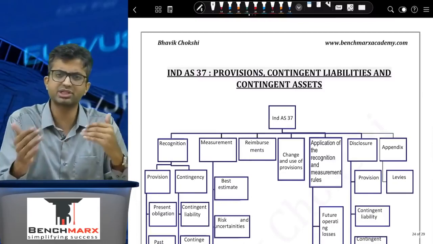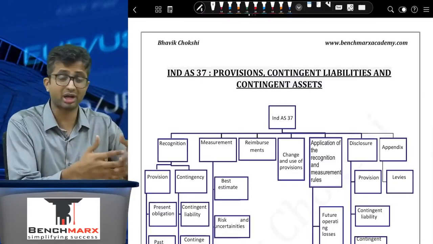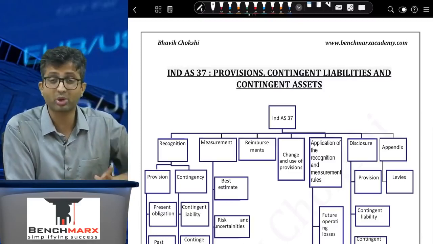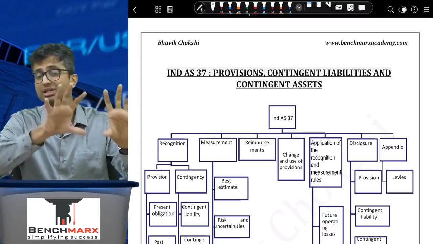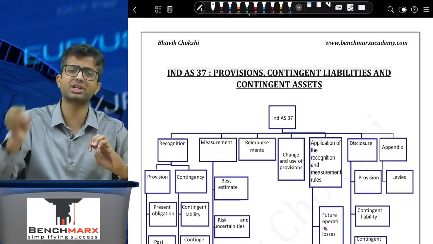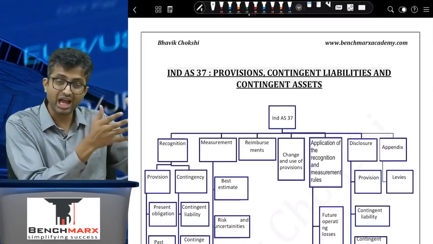Then is Ind AS 37. This is provisions and contingencies. First of all, what is a liability? Well, it is arising out of a present obligation. What is a contingency? A possible obligation. How do you account for a contingency? It can be a contingent liability or a contingent asset. If it is a contingent liability, it will be accounted in the books.